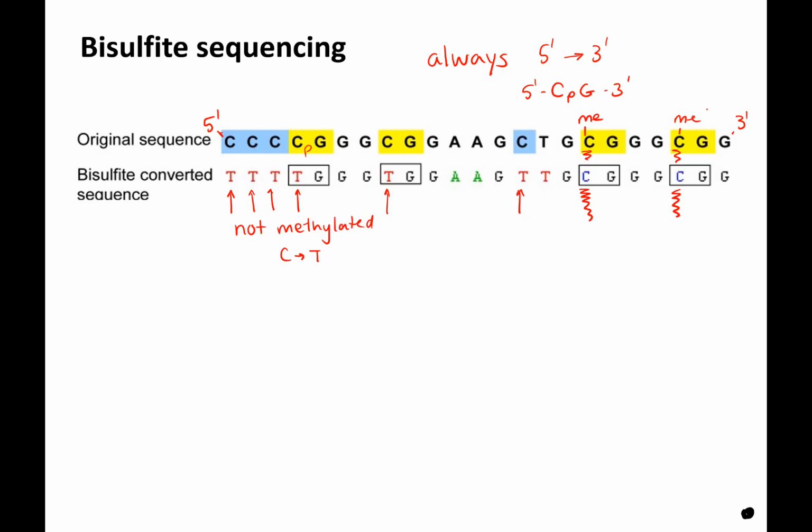So not all CpGs are methylated. If you look at some other sequences, sometimes different Cs are methylated, but our rule is to look for those CpGs, but you never know until you do bisulfite sequencing. The Cs that remain were methylated.